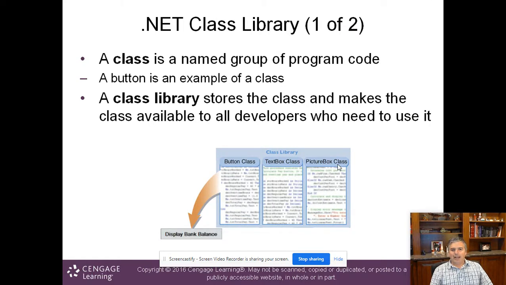So a class is a named group of program code. A button is an example of a class. A class library stores the class and makes the class available to all developers that need to use it. So the nice thing about when we talk about classes and objects, we're talking about object-oriented programming, which again we'll get into later. But the nice thing about classes is if you write something that someone else in your company might be able to use, you can put it in a class and share it out there so that that person that's doing something similar doesn't have to reinvent the wheel and write the same code that you wrote.